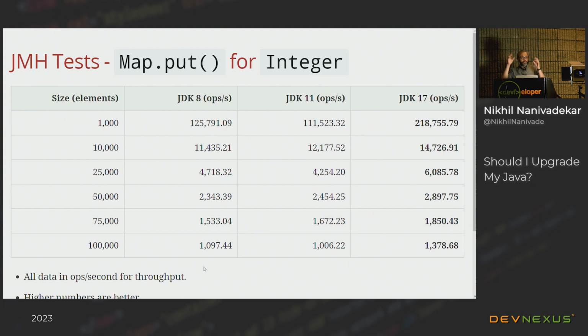And you can see the figures in bold are for JDK 17, because they are the better performing ones, the highest numbers. Interestingly, from JDK 8 to JDK 17, it's close to double the operations for small sizes like 1,000. For JDK 11, I saw a dip between 8 and 11 for smaller sizes. I just attributed it to some hysteresis, because that was the only aberration, so to say.